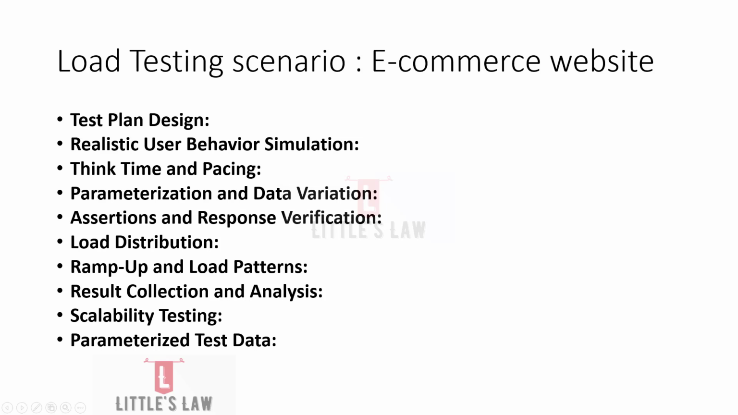And then finally the ninth point, which is the scalability testing. So consider testing the application scalability by gradually increasing the load to determine at what point the performance degradation starts to fail. And then finally the parameterized test data. So we have to ensure that we have a wide range of products, user profiles, and cart contents to avoid cache related performance optimizations and ensure comprehensive testing.